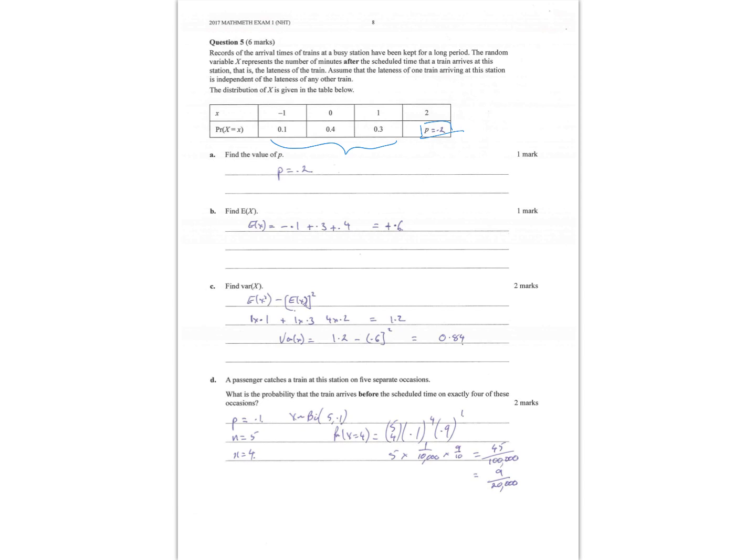The expected value of X is the sum of x times P(x). So -1 times 0.1 is -0.1, 0 times 0.4 is 0, 1 times 0.3 is 0.3, 2 times 0.2 is 0.4, which gives me an expected value of 0.6.